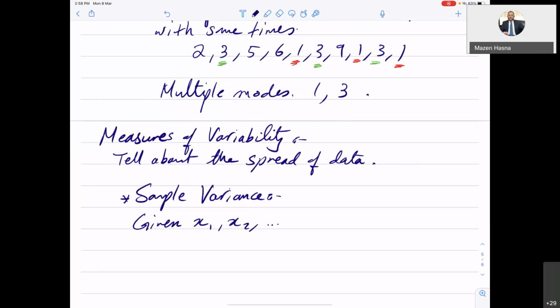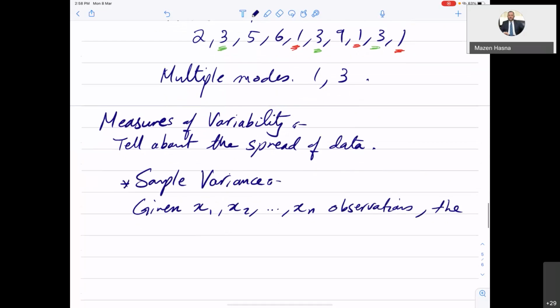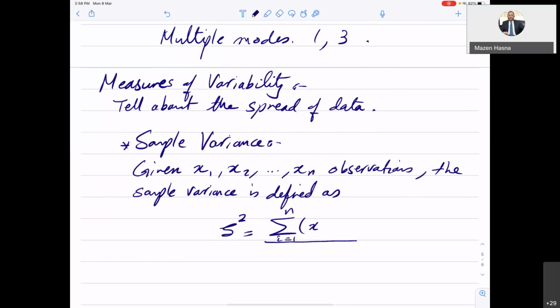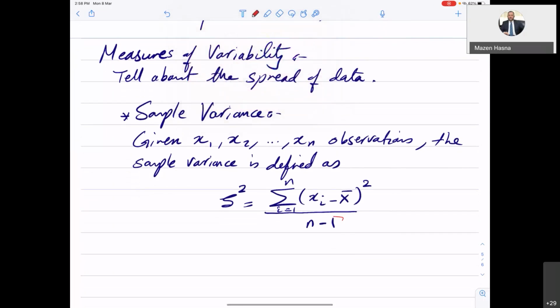Similarly, given x1, x2, ..., xn observations or values of the samples, the sample variance, which we call S squared, is defined as the summation from i equals 1 to n of (xi minus x bar) squared, over n minus 1. Please remember this: n minus 1, not n.